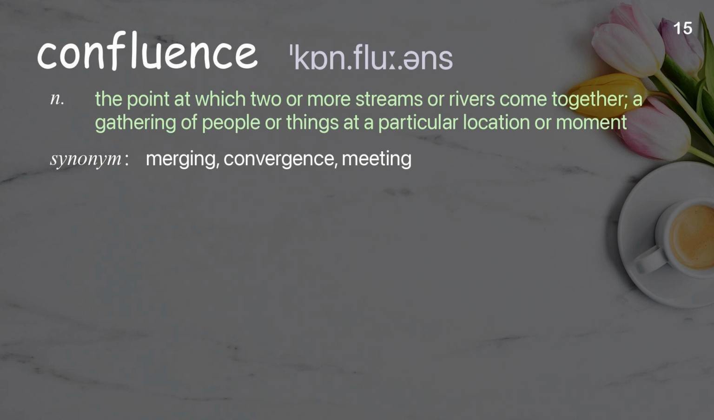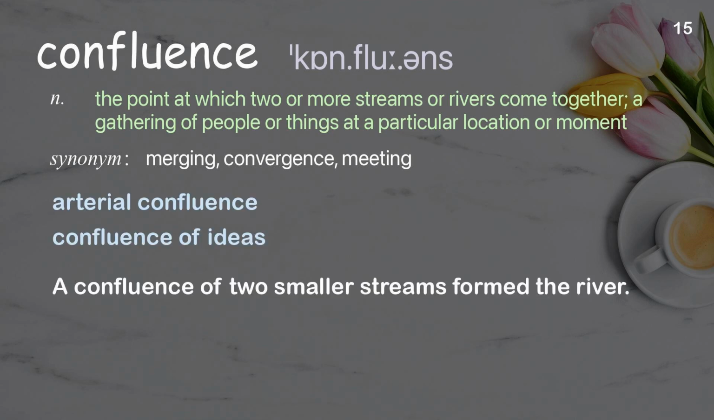Confluence. The point at which two or more streams or rivers come together, a gathering of people or things at a particular location or moment. Examples: Arterial confluence. Confluence of ideas. A confluence of two smaller streams formed the river.